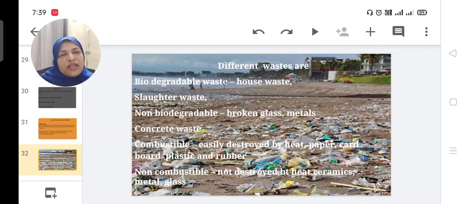The different wastes are biodegradable waste, house waste, and slaughter waste. Slaughter waste means when we are killing animals, chicken and mutton, that also creates some bones and waste. The non-biodegradable wastes are broken glass, which is not degradable, metals, and concrete waste.